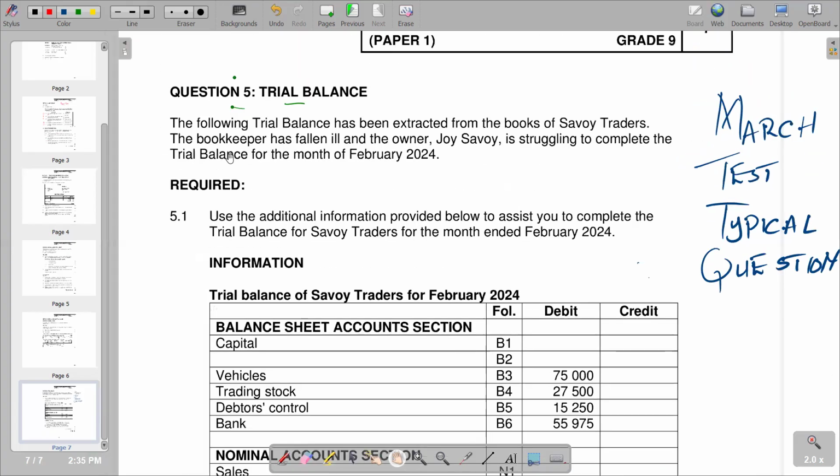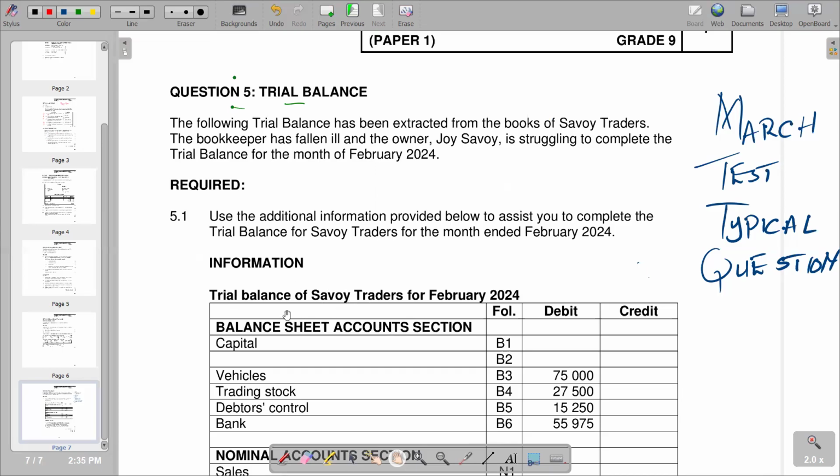We are given a question which reads: the following trial balance has been extracted from the books of Savoy Traders. The bookkeeper has fallen ill and the owner, Joy Savoy, is struggling to complete the trial balance for the month of February 2024. The required part reads: use the additional information provided below to complete the trial balance for Savoy Traders for the month ended February 2024.